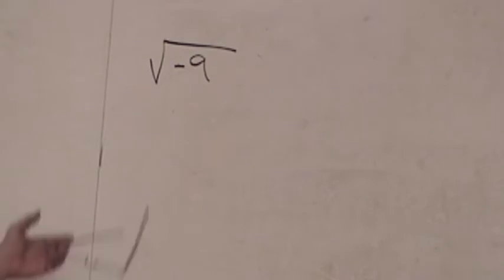And you're going to have to deal with negative values under square roots. Now we know there's no real number that makes that true, right? No two numbers multiplied together will give you a negative. This is going to involve an imaginary number.